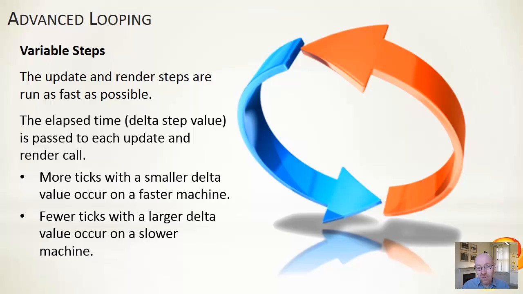If you're running on a faster machine, then you'll have more updates and more draws, and the delta value will be smaller. If you're running on a slower machine, then you'll have fewer updates and draws, and the delta value will be bigger. And it means you need to write your update and your draw method so that they take into account the actual time step that has elapsed. They don't assume that it is a fixed period of time. So it makes the update and the draw a little bit more complex, but it does mean you don't need to worry about what happens if you do get behind, because it'll automatically correct.